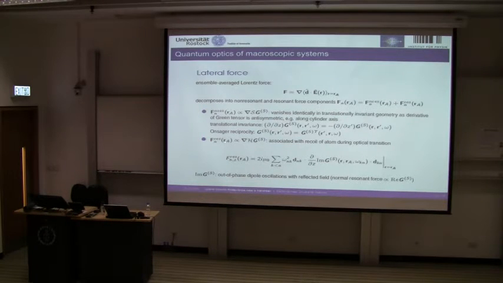But the resonant component is, in fact, given by this expression here, and it's just the derivative with respect to the fiber direction of this imaginary part. And that is indeed associated with the recoil of the atom during the optical transition from the excited to the ground state. What I've noticed here is that typically in normal resonant forces, these Casimir-Polder forces, the resonant components go with the real part of the Green's function. In this case, they go with the imaginary part, and that's precisely this out-of-phase dipole oscillation that I'm talking about.